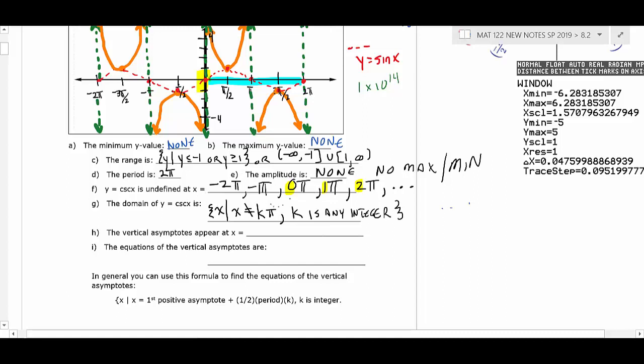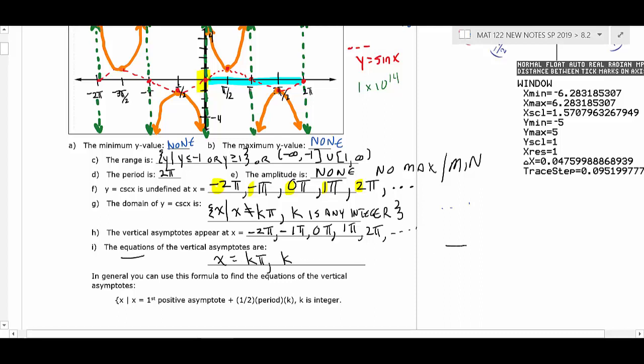You're just saying that x is everything except where there's an asymptote. The asymptotes occur at k pi: 0 pi, 1 pi, 2 pi, -1 pi, -2 pi, and so forth. So the number that changes is the number in front of pi. Same thing happens on your asymptotes. Your vertical asymptotes occur at -2 pi, -1 pi, 0 pi, 1 pi, 2 pi, and of course that goes on forever. You have an infinite number of asymptotes. So the equation of your vertical asymptotes are x equals k pi, where k is an integer.